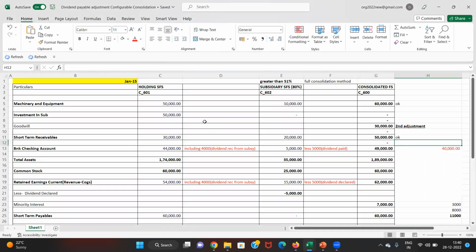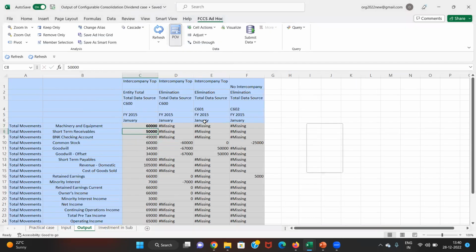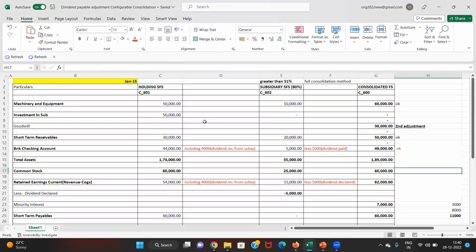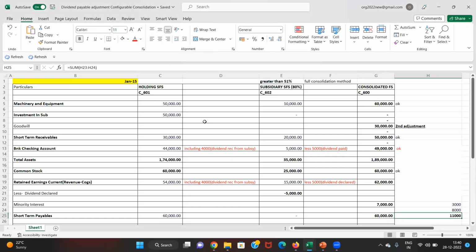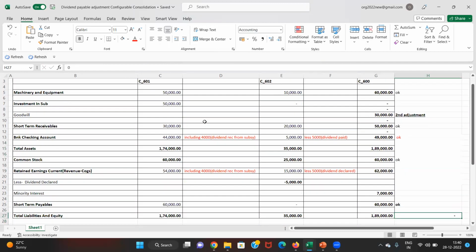That's okay. Bank account is 49,000, so here also bank account is 49. Common stock is 60,000, so that is also fine. We'll see goodwill later. Short-term payables is 60,000, which is also okay. There's no adjustment needed here. Then we have three remaining accounts: minority interest, retained earnings, and goodwill. These three need to be checked.